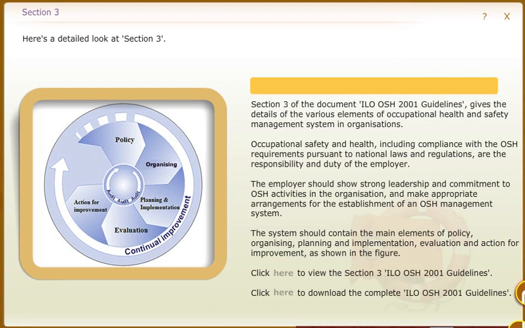The system should contain the main elements of policy, organizing, planning and implementation, evaluation and action for improvement as shown in the figure. Click here to view Section 3 of the ILO-OSH 2001 Guidelines. Click here to download the complete ILO-OSH 2001 Guidelines.